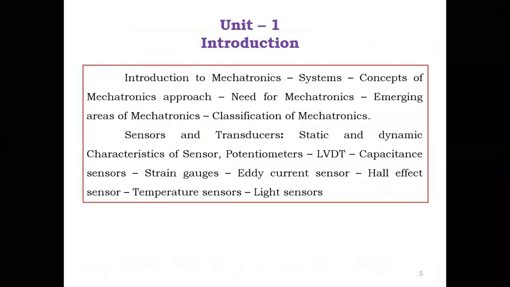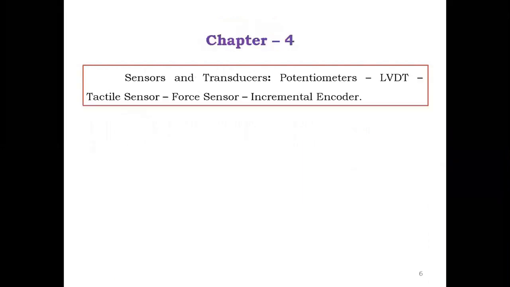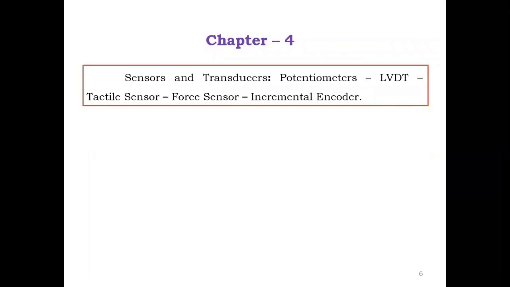This is the course objective and outcome of Mechatronics, the syllabus, textbooks, and Unit 1. In Unit 1, we are going to see chapter number 4, where we discuss sensors and transducers. Last class we saw the types of sensors available in the manufacturing process. Today we are going to see some sensors: potentiometers, LVDT, tactile sensor, force sensor, and incremental encoder.